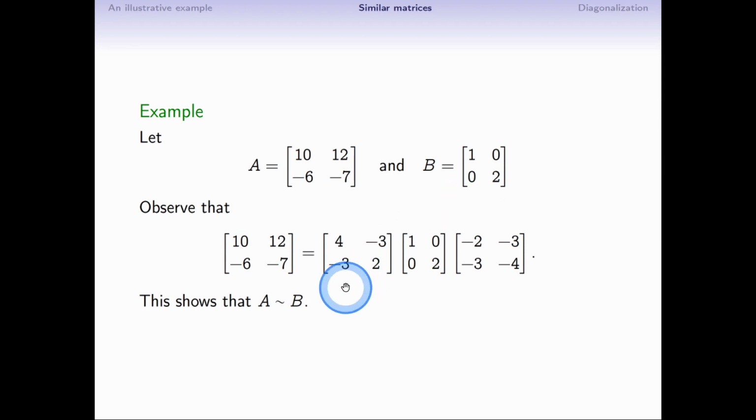Here's a matrix P with entries 4, -3, -3, and 2. It's easy to check that its inverse has this form. And it's also easy to check that when I multiply P times the matrix B times P inverse, that matrix multiplication results in the matrix A. In other words, we've expressed A as a matrix P times B times the inverse of P, and that shows that A and B are similar.